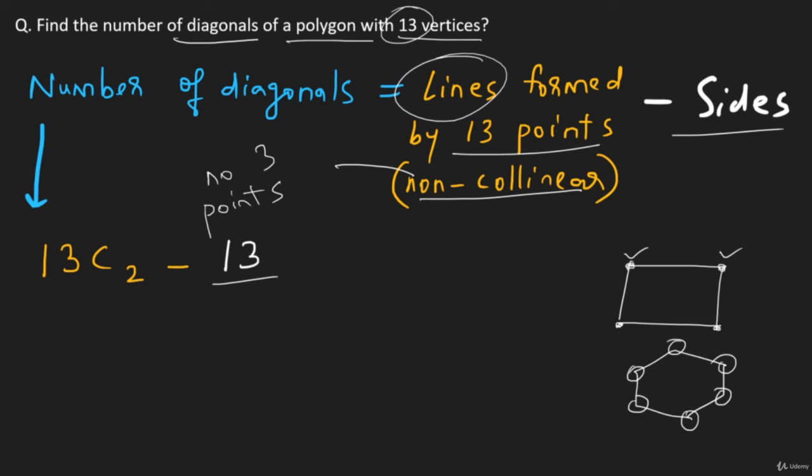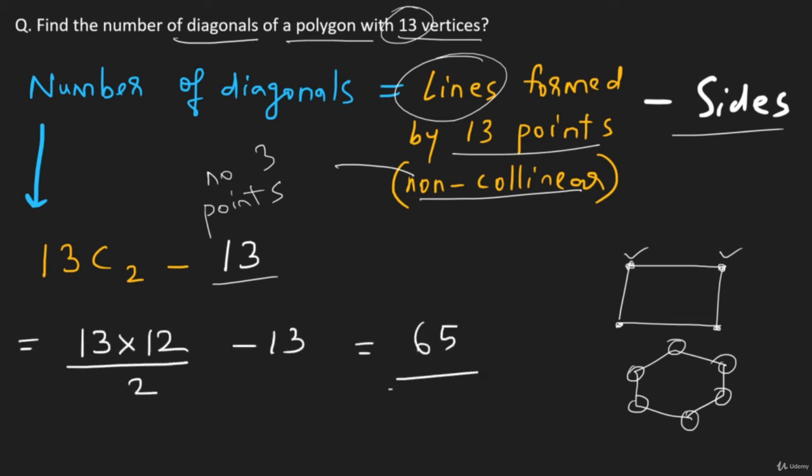And 13c2 we know is 13 into 12 by 2. So the answer is 13 into 12 by 2 minus 13, which gives you 65. You can simplify this in this manner. 13 into 6 minus 13. You can take 13 out. 6 minus 1, that's 13 into 5, which gives you the answer as 65.